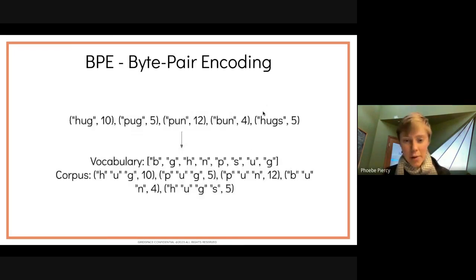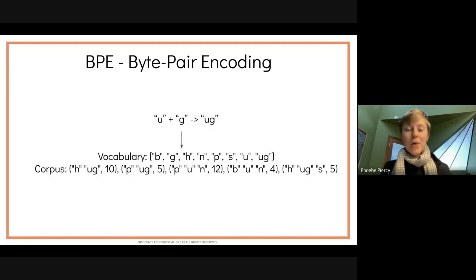So let's go through an example of this. Let's say we have a corpus where hug occurs 10 times, pug 5, and so on. If we split this up into characters, our vocab is now just each individual letter, and our corpus looks something like this. In our first iteration, we look for the most common pairing. The most common pairing here is U and G, so we merge these into UG. Now our vocab has UG as its own token, and we can change our corpus to look like this, grouping U and G.